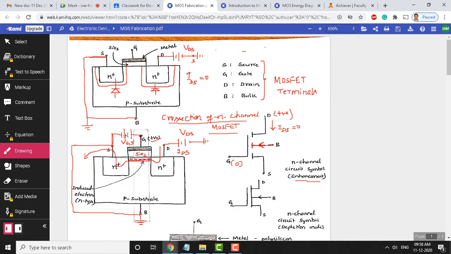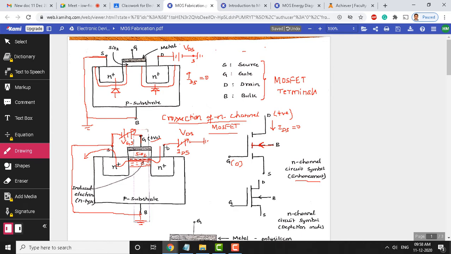Now, the more positive gate voltage that we apply, the induced channel keeps enhancing. That means the path between drain and source region keeps increasing, and the more voltage VDS applied, the more current will keep flowing from drain to source terminal. This is how the MOSFET device works.